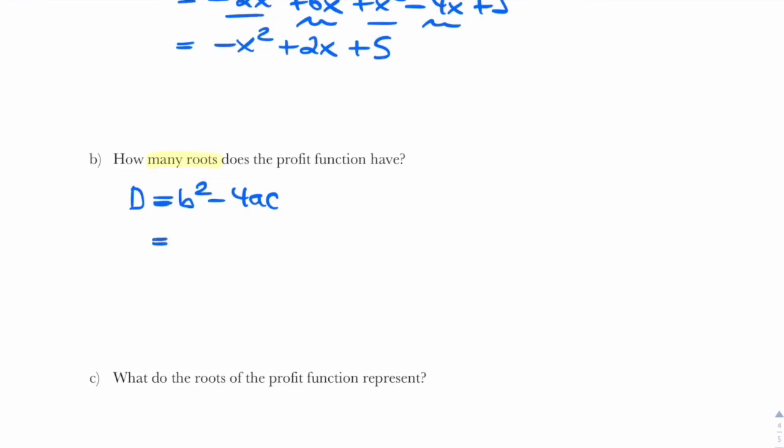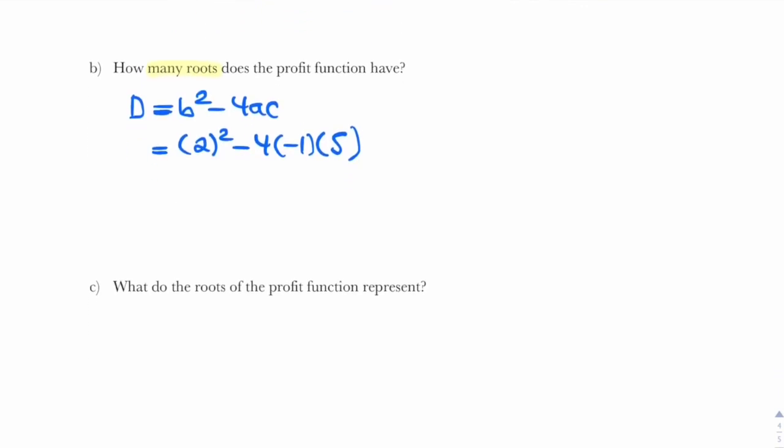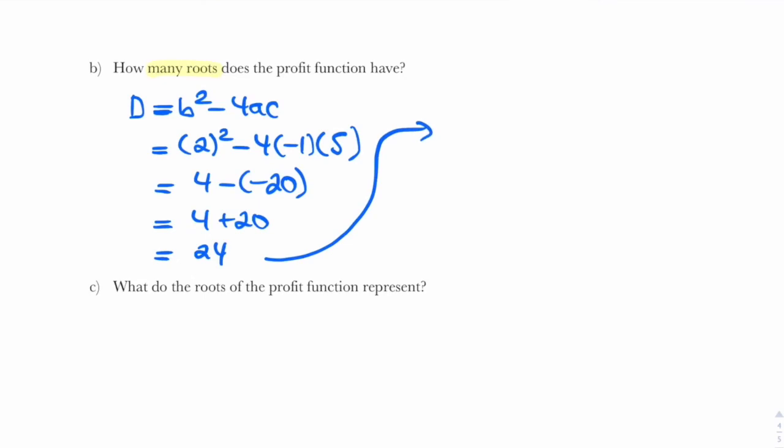We have a b value of 2, that's the number in front of the x. We have an a value of -1 and a c value of 5. So we just go ahead and simplify. Let's see, that's going to give us 4, take away the product of 4 times -1 times 5, which is going to simplify to give you -20. But you're subtracting -20, so that's going to be 4 plus 20, which gives you positive 24 as your final answer. What can we conclude from this? Our discriminant is positive, so therefore the profit function has two distinct roots.